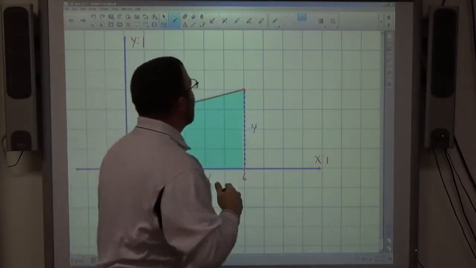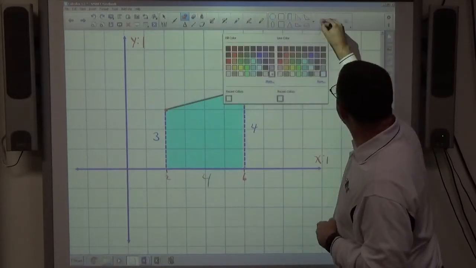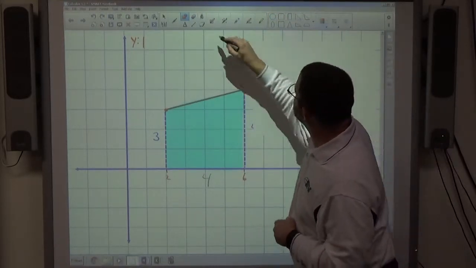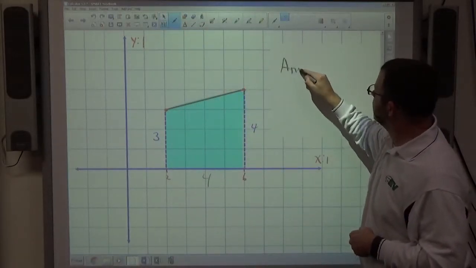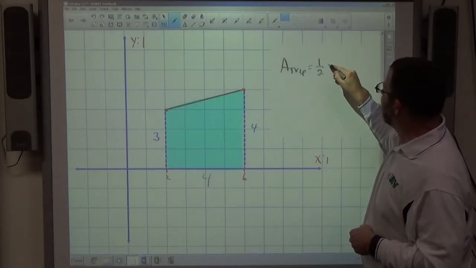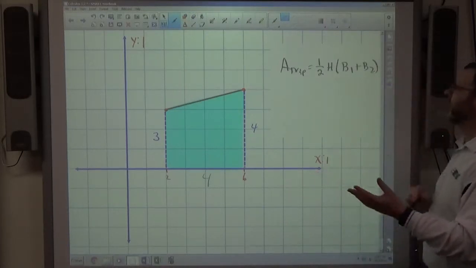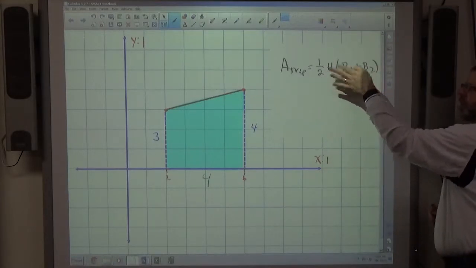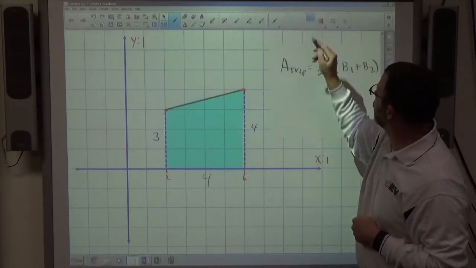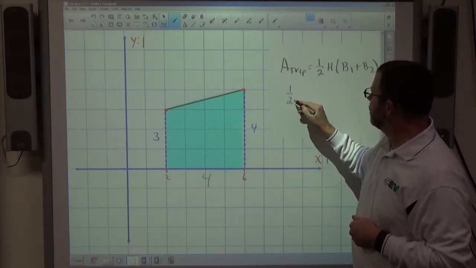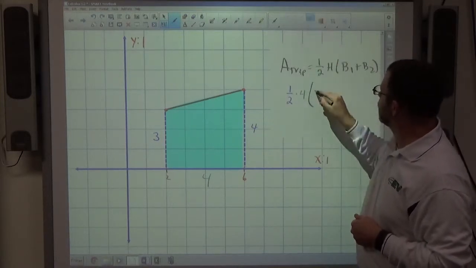All right, so the trapezoid area formula looks like this. Area of a trapezoid is equal to 1/2 the height times base 1 plus base 2. Looks a little bit complicated, but it's just half the sum of the bases times height, just like a triangle is half times base times height. So looking at our trapezoid here, it's just going to be 1/2 times the height 4 times the sum of the bases 3 plus 4.